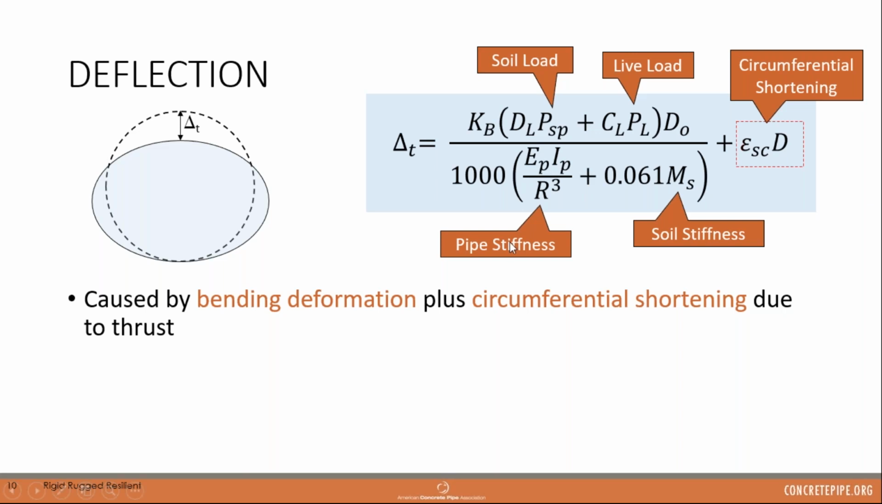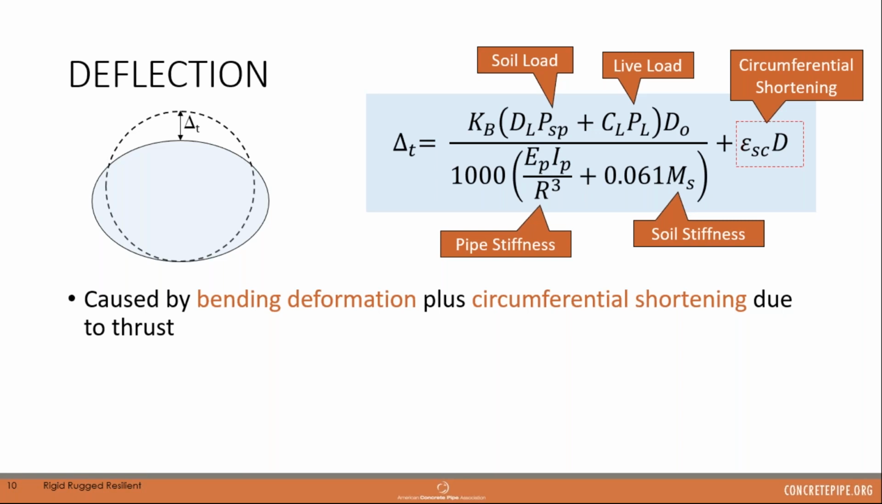And we note here that the vertical arching factor is not used in this deflection equation, which means we're assuming that the maximum soil prism load is going to be acting down on the pipe, and not a reduced load like the one we use to calculate the thrust.